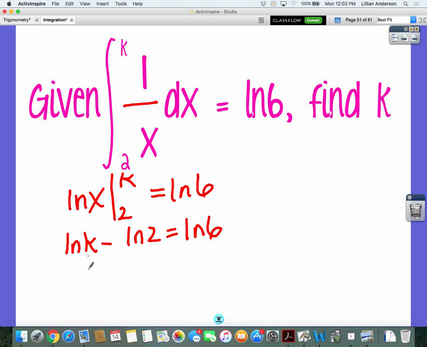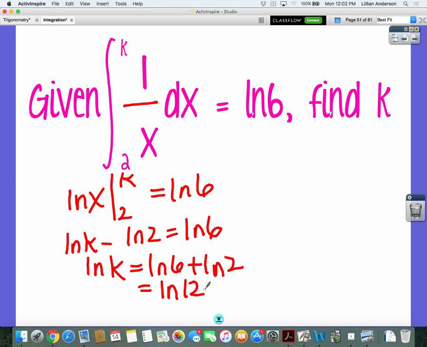So when you plug it in, you are going to have to remember some old school properties of ln. If you wanted to, you could have added ln of 2 to the other side. And remember, whenever you have logs and you're adding, they turn into multiplication. So the ln of 12 equals the ln of k. If you have 2 logs that equal each other on both sides, they just drop, and k equals 12.